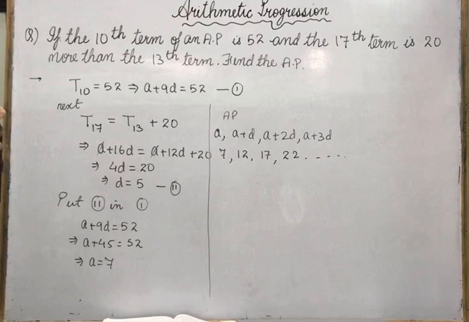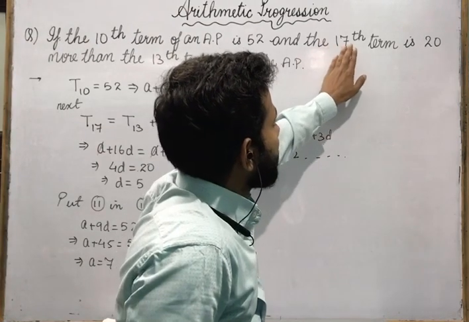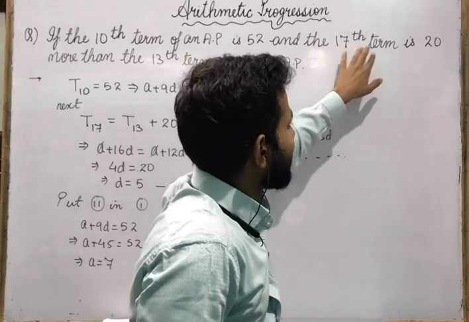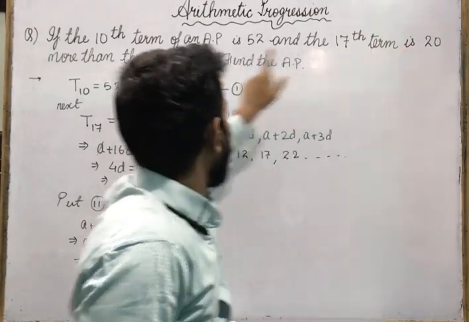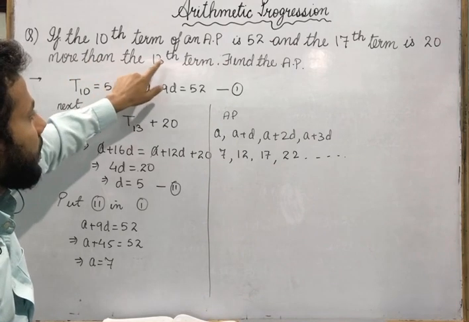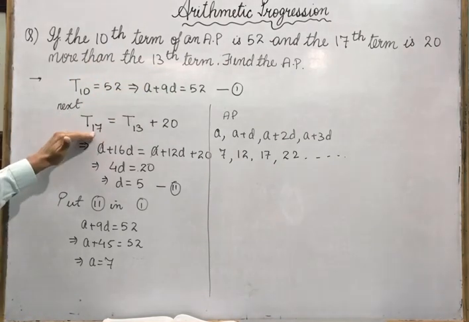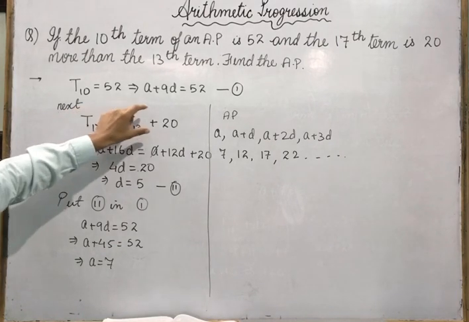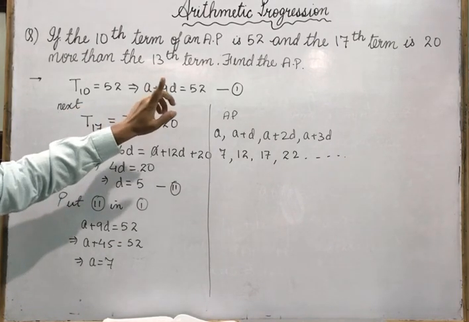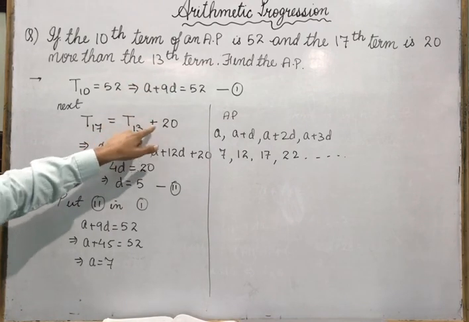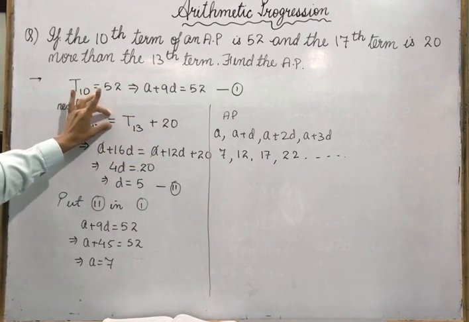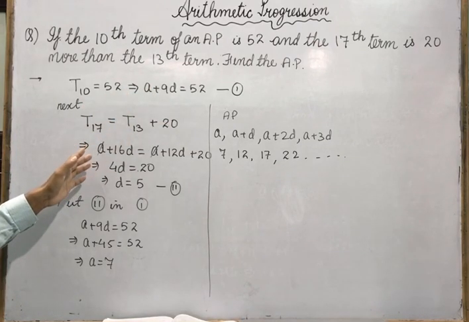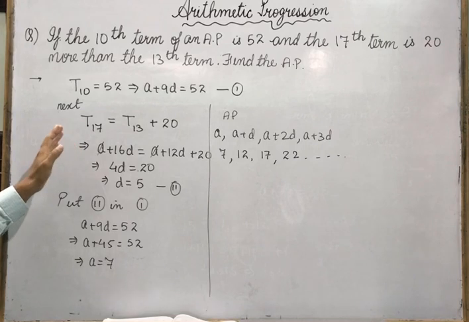Second equation once again. Look here. And the 17th term, try to recall linear equation. The 17th term is 20 more than the 13th term. 17th term means T17. Is means equal to. 20 more means plus 20. 20 more than what? The 13th term. T13 plus 20. Now is it clear? Is it clear to everyone?